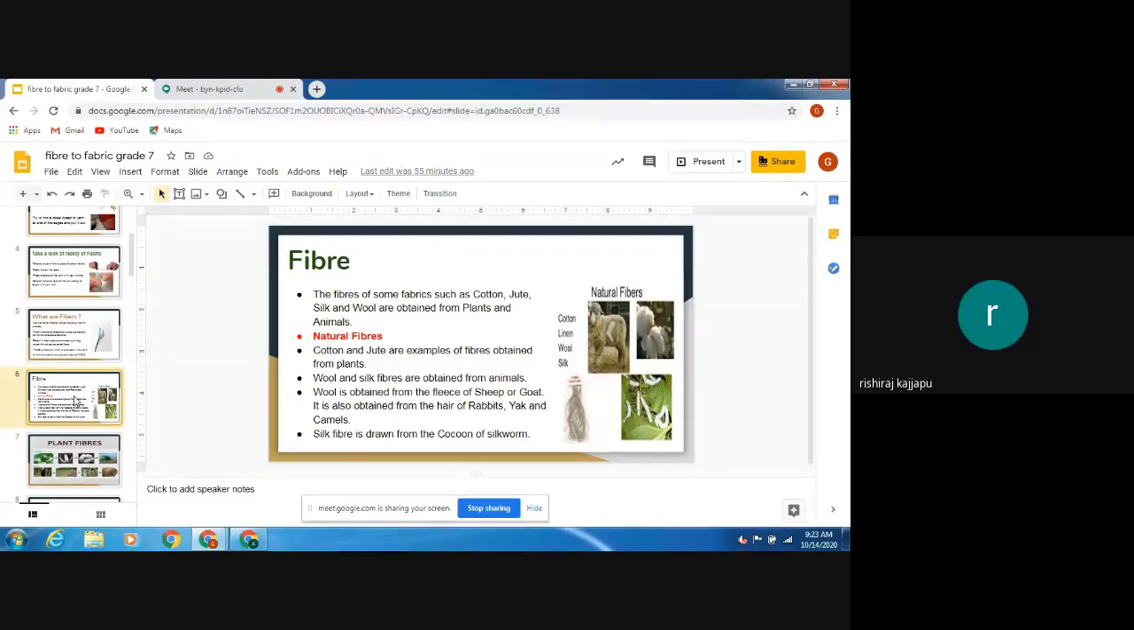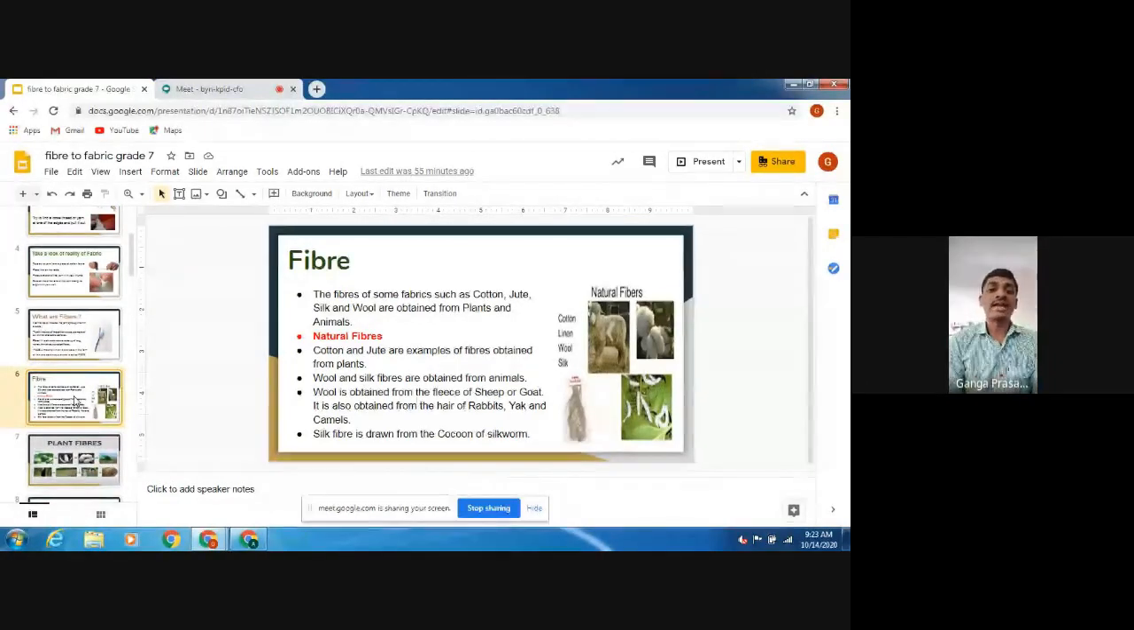Polyester, nylon, polyester, acrylic. These are examples of synthetic fibers. Nylon, polyester, acrylic. These fibers are made by chemical substances, so these fibers are called synthetic fibers.